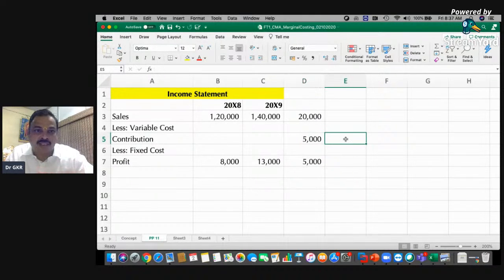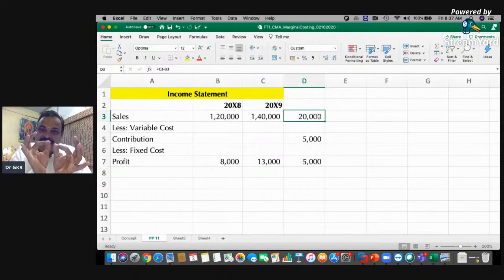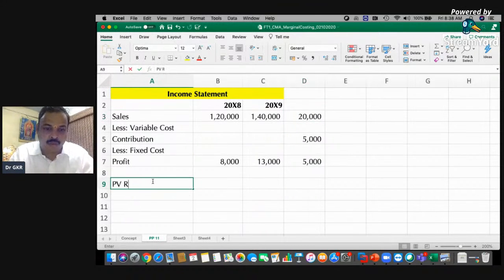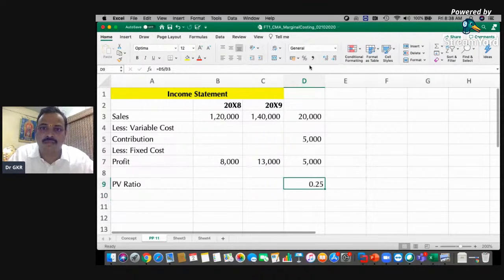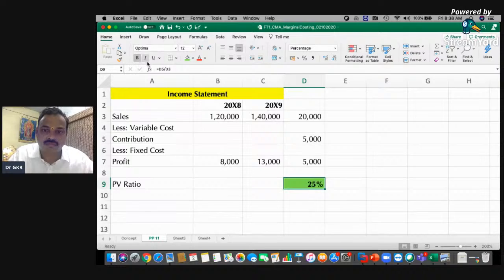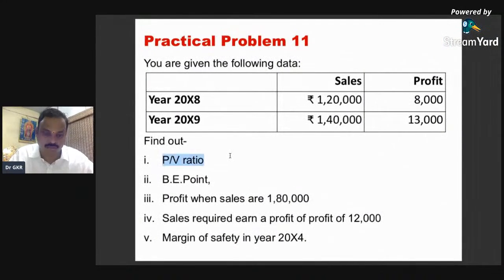So contribution is 5,000, sales is 20,000. Okay. So for the increase in sales, the increase in contribution is 5,000. The increase in profit is 5,000. So therefore, your PV ratio is equal to your contribution by sales. 25%. Wow. So this is your first answer. What is your question? What is PV ratio?